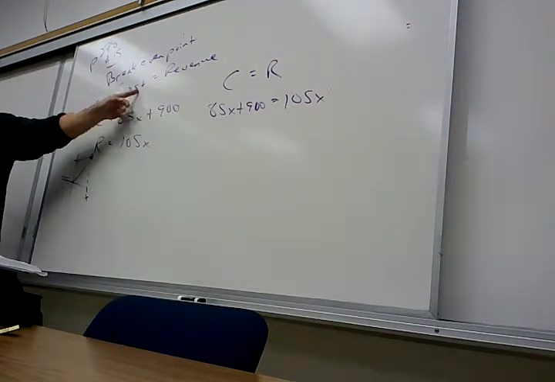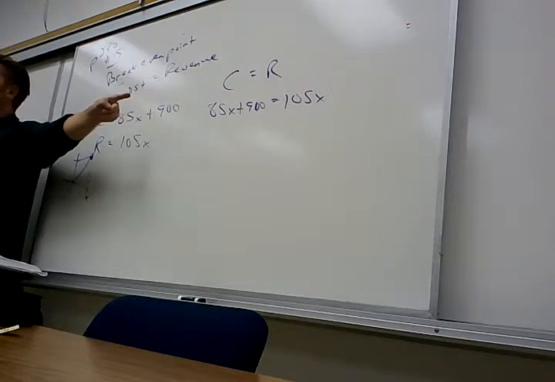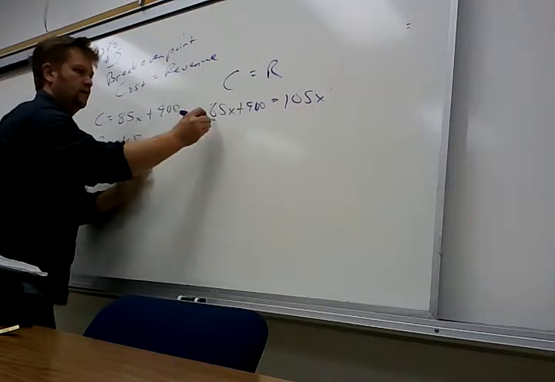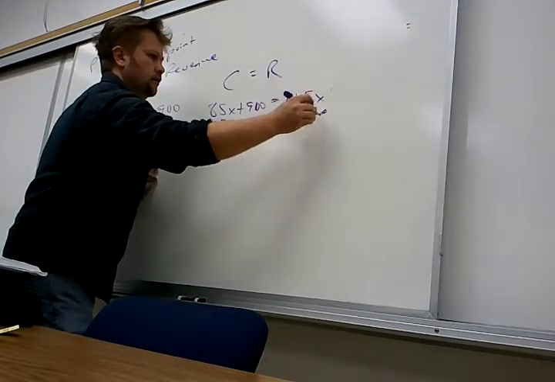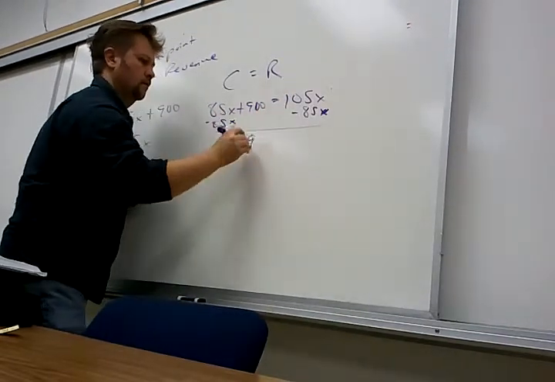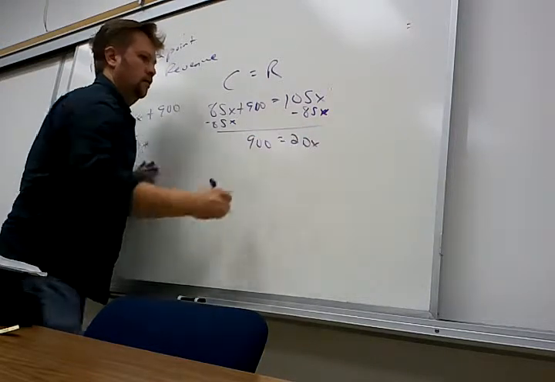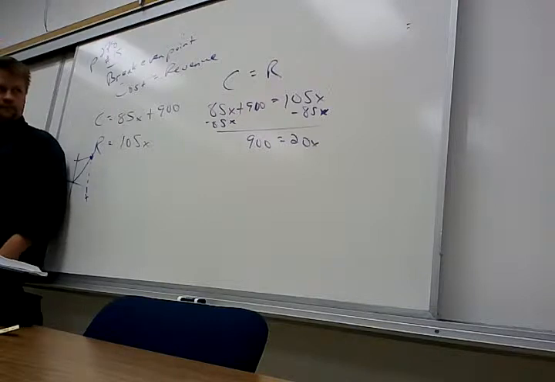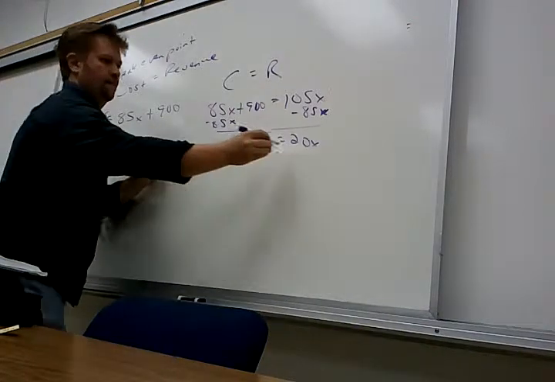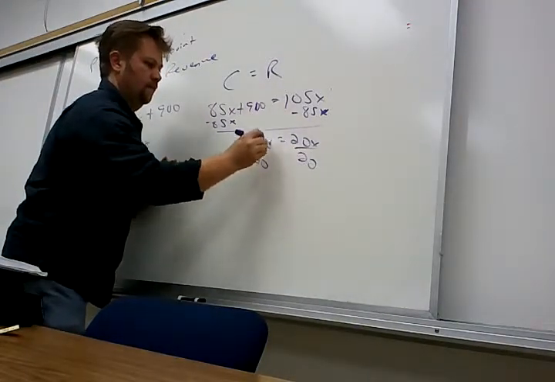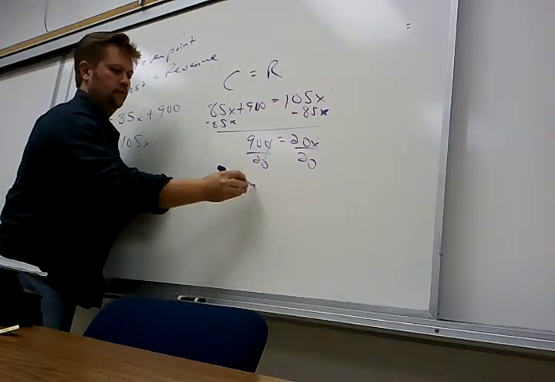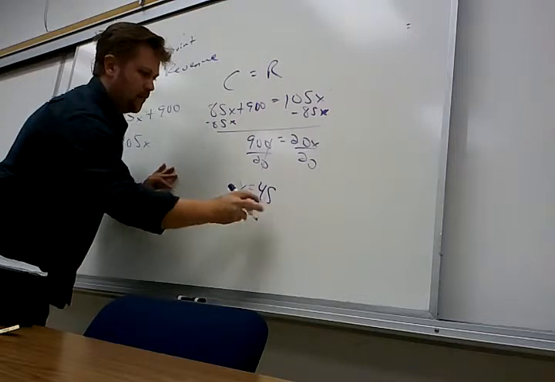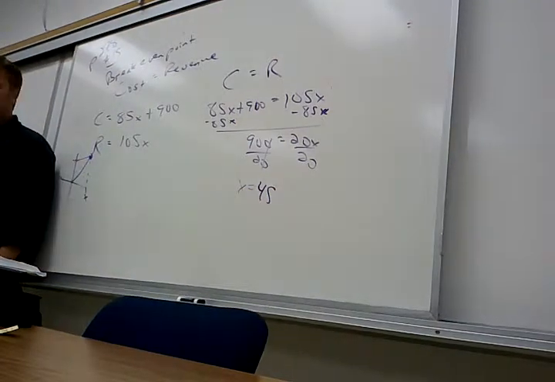So that's a very simple equation to solve now. You just had to know what the idea was to set it up. So how do you solve that equation? Subtract 85? Yeah, subtract 85. Get my x's together. And then 20x equals 900, so 900 divided by 20 is 45. 45, cool.